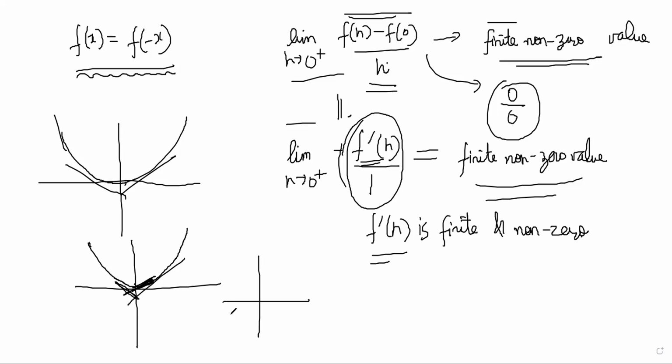If, however, it was like this, then it would have matched. If it was an odd function, it would have been derivable. But here it has to have some sharp turn somehow because it is a reflection, right? So that's why it is continuous, but it is not differentiable.